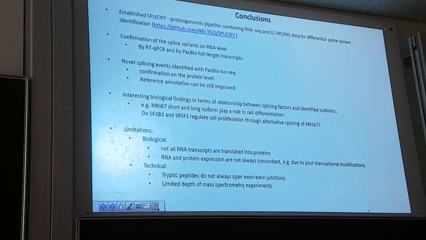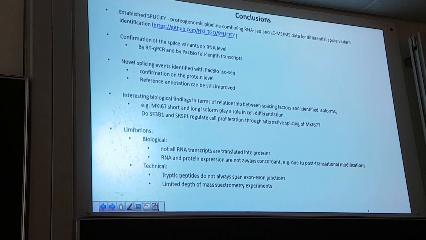And then, of course, there are limitations in this approach that we discussed briefly. So, biological: not all RNA transcripts are translated into proteins, so you cannot identify everything in your protein experiment. And then RNA and protein expression are not always concordant. There are post-translational modifications and other processes to basically make the cell live. And then a lot of technical issues.